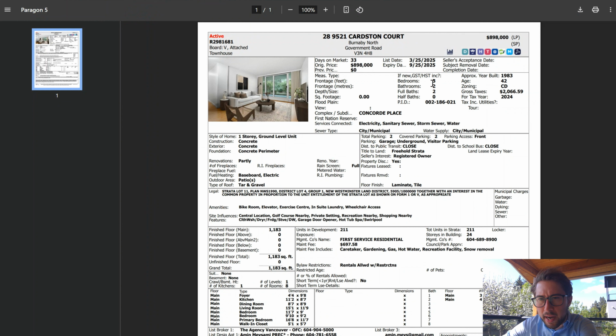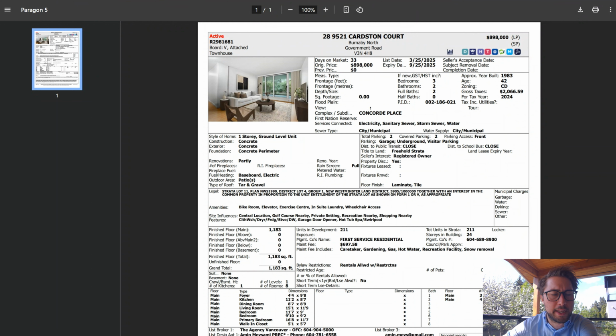It's really nice. So, 3 bedroom, 2 baths, built in 1983. You can see the property taxes. It is stratified, with a garage and two parking spots in total, and the maintenance fee is $697, which is pretty good. You get a caretaker, gardening, gas, hot water, a recreational facility, and snow removal. So this is the unit I decided on for a hypothetical scenario.